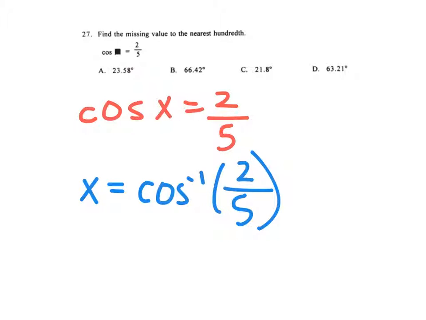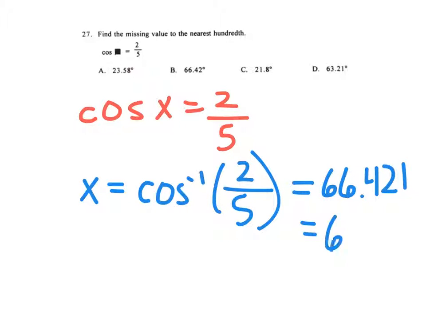We're going to type that into our calculator. Second cos, 2 divided by 5. And when I do that, I get 66.421, which is just the same as 66.42. So B will be our answer.